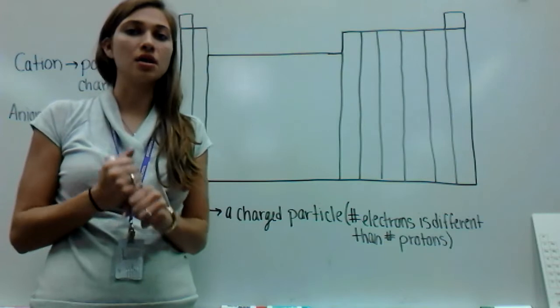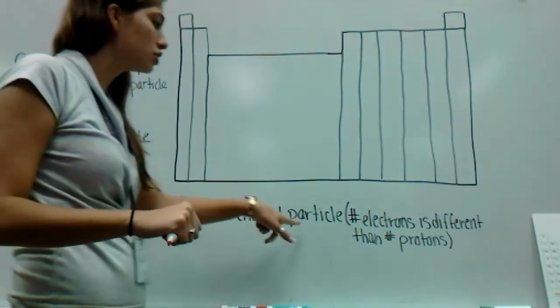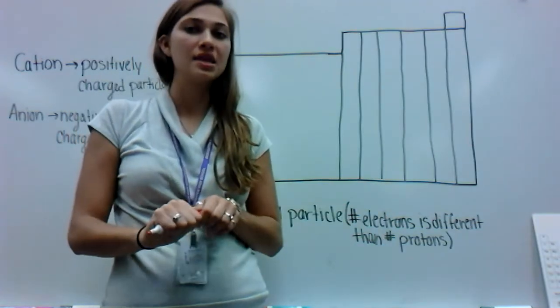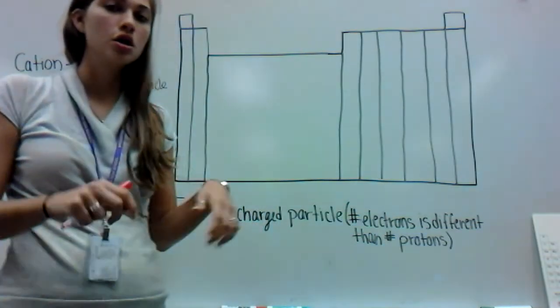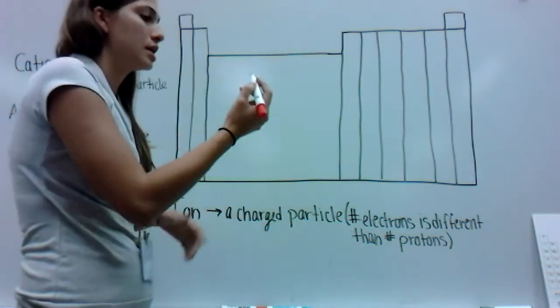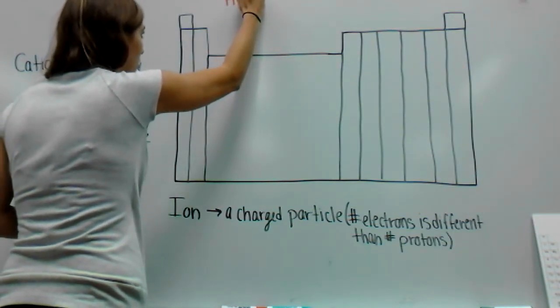Okay, today we're going to be talking about ions. So an ion is a charged particle, so it has a different number of electrons than it does protons. Up until now we've only been talking about neutral atoms. An example of a neutral atom would be hydrogen.